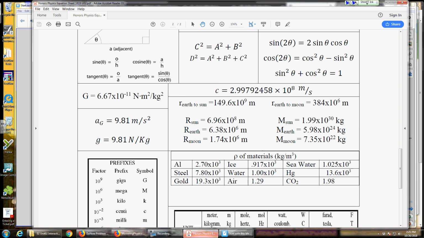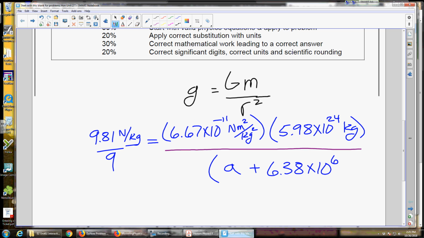You're solving for... Yep. And now I just do the algebra and solve for A. Easy algebra, right? One variable, all numbers. A represents our altitude.